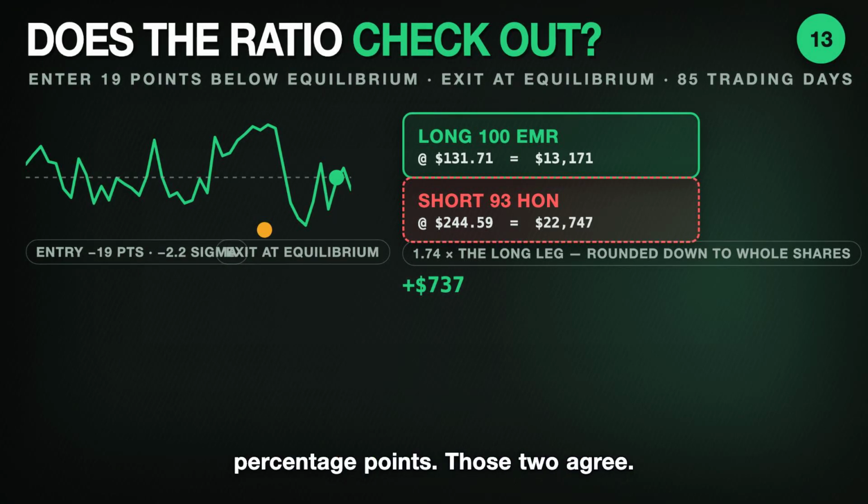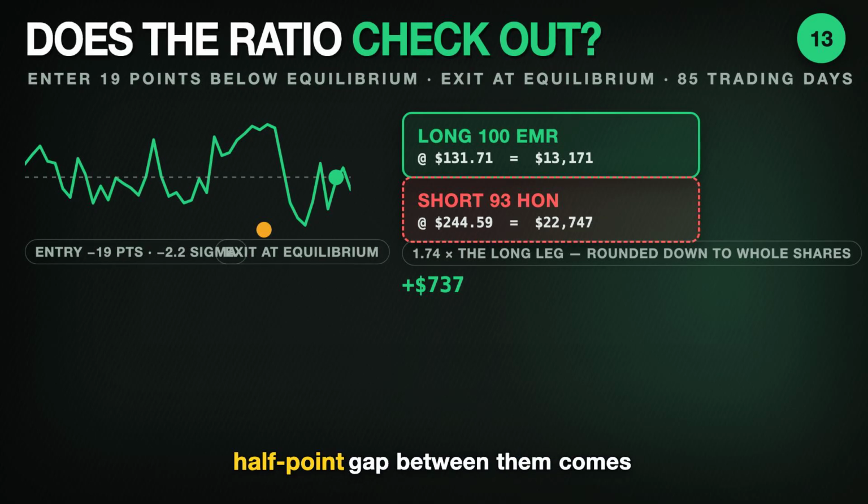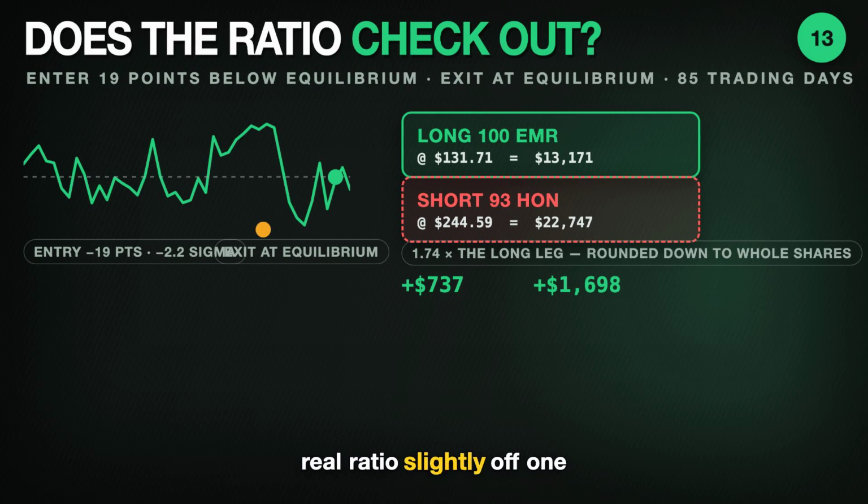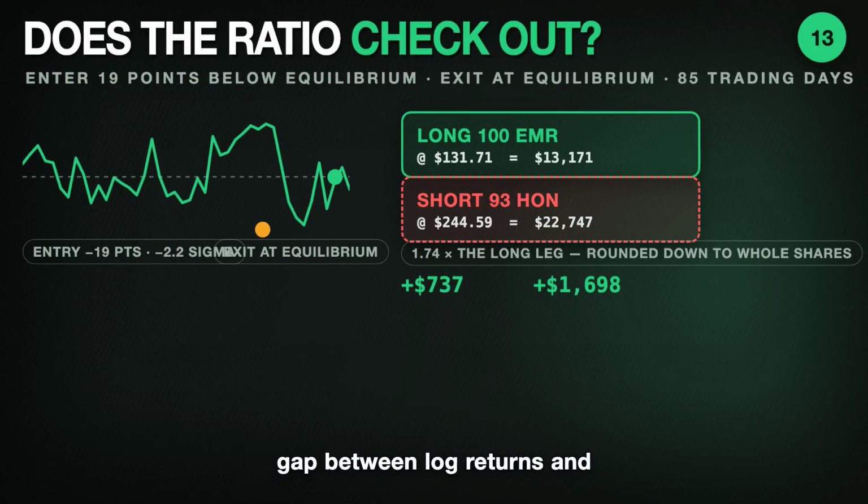Those two agree. It's the same check we ran in part 10, holding at a different ratio. The half-point gap between them comes from two places: rounding 93 shares, which makes the real ratio slightly off 1.74, and the gap between log returns and simple returns that we pulled apart in part 10.